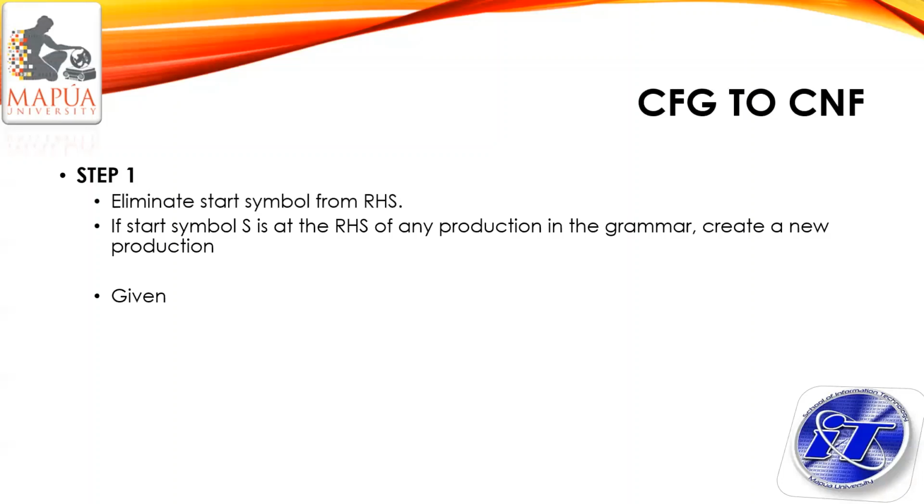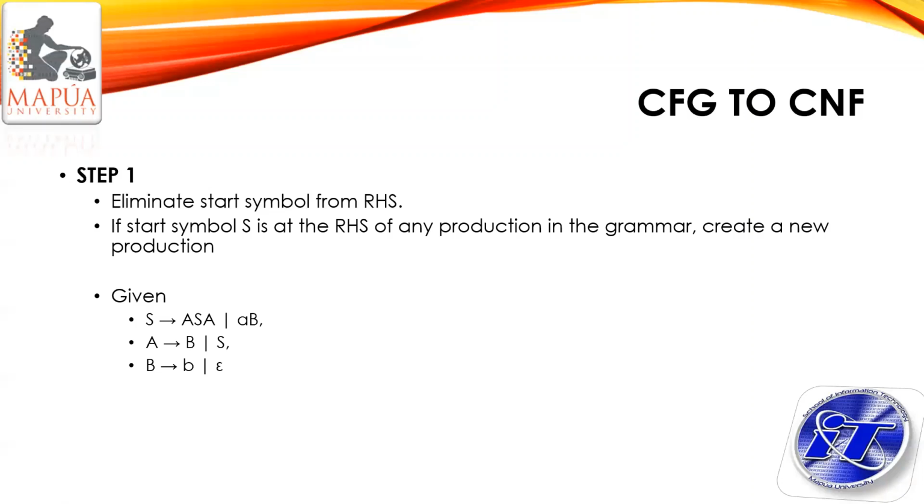For example, we have these three rules. S yields to ASA or AB. Second rule, A yields to B or S. Third rule, B yields to b or null. By analyzing the second rule, we can see that S is part of the right-hand side. Therefore, we need to eliminate S as a start symbol.